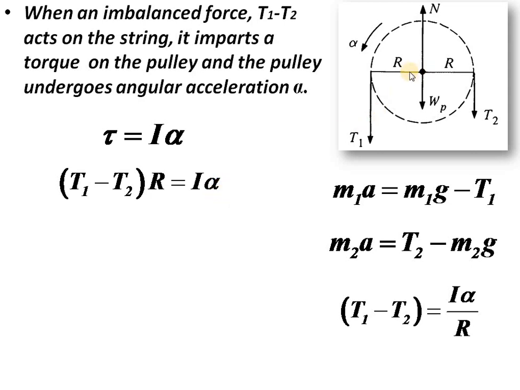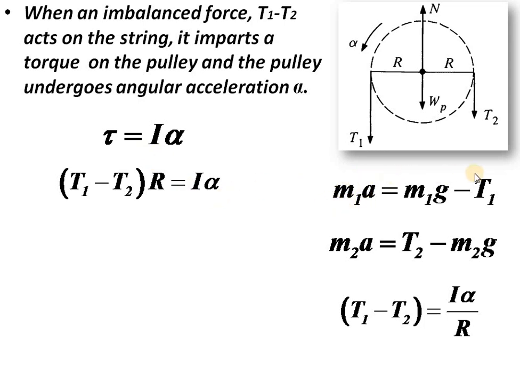That is acting with respect to the center point. That is why R is taken. We have not taken 2R because the force is acting with respect to the axle of the pulley. Otherwise we could take 2R, but we have taken R because our center point is this one. So we replace torque with (T1 minus T2) R, which is equal to I into alpha.